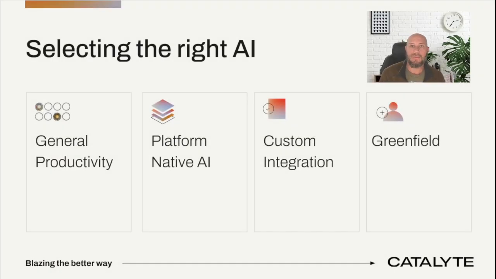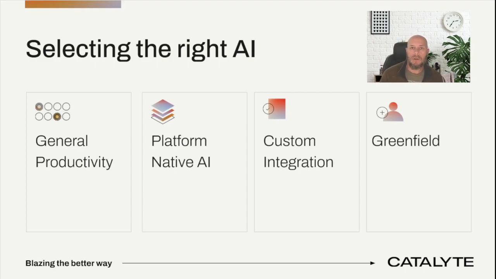Okay, ladies and gentlemen, we're back again talking about AI. Today we're talking about selecting the right AI for your budget and your use case and your organization. We'll start with general productivity AI. That's going to be things like Copilot 365 and Gemini and Watson. We'll look at platform native AI. That's going to be things that are built into existing platforms. So things like Einstein for Salesforce or Copilot for Power BI, things like that.